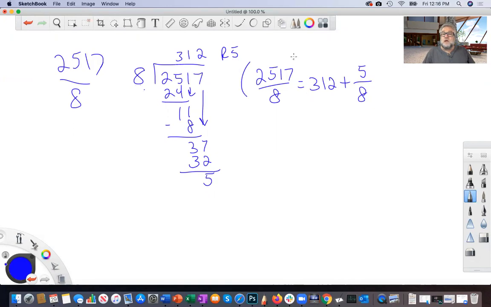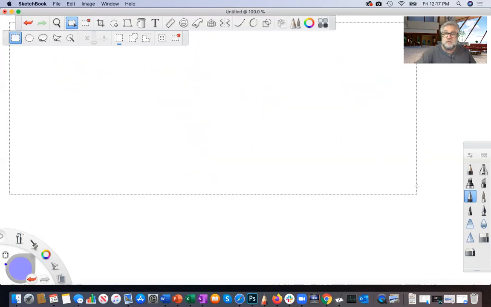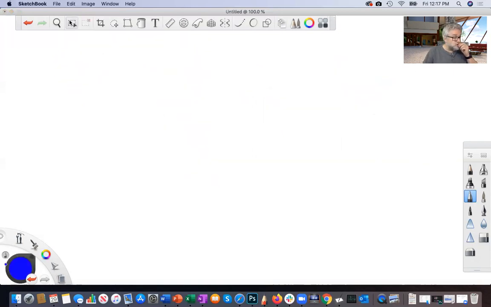And if we wanted to have some extra fun, I could multiply both sides by 8 to get rid of this. And we'd get 2517 equals 312 times, this side would be multiplied by 8 as well. So the 8 would go into 312, and the 8 would go into 5 over 8, but those are going to cancel. So this is another way to represent 2517 as 312 times 8 plus 5. Okay, long division. We did that a long time ago. And that's why I wanted to do it here, because we need to remember that process because we're going to do it with polynomials.